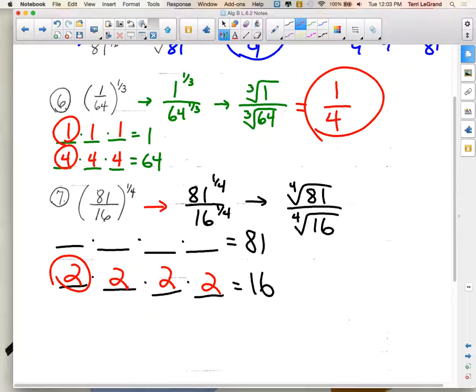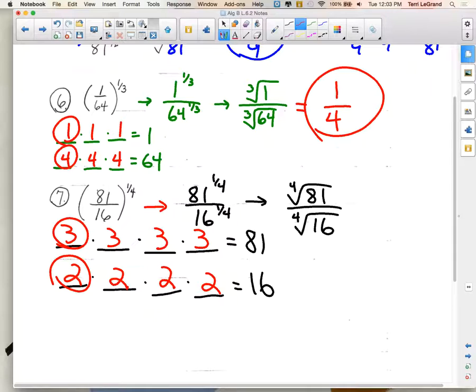Okay. What times itself 4 times gives you 81? 3? Let's try it. 3 times 3 is, class? 9. 9 times 3 is? 27. 27 times 3 is? Are you sure? Okay. So the fourth root of 81 is 3.